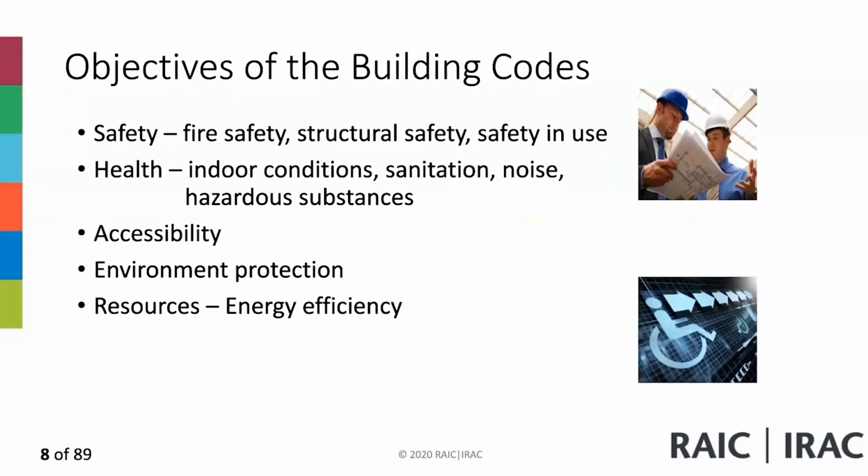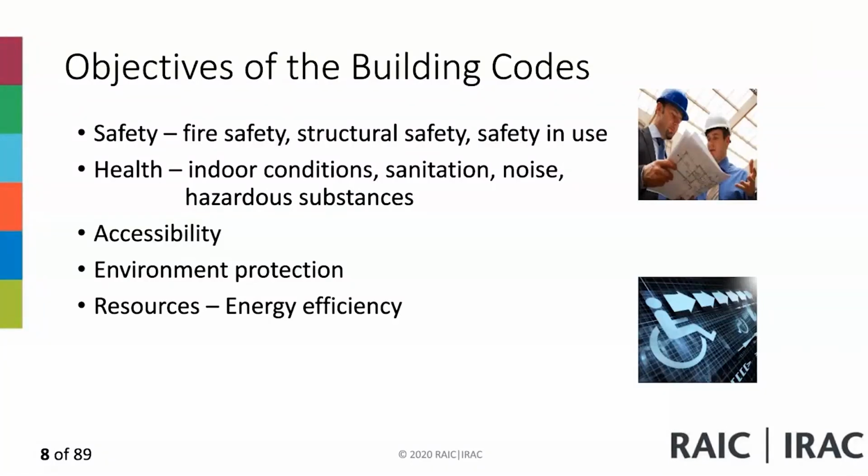Okay. So what are the objectives of the building code? Why do we, the architects and practicing engineers, use the building codes? Not only is it a regulation that they have to reference to do their designs, the codes address general requirements and provisions related to safety, health, accessibility, environmental protection, and resources. So you will see provisions that relate to some of these aspects.